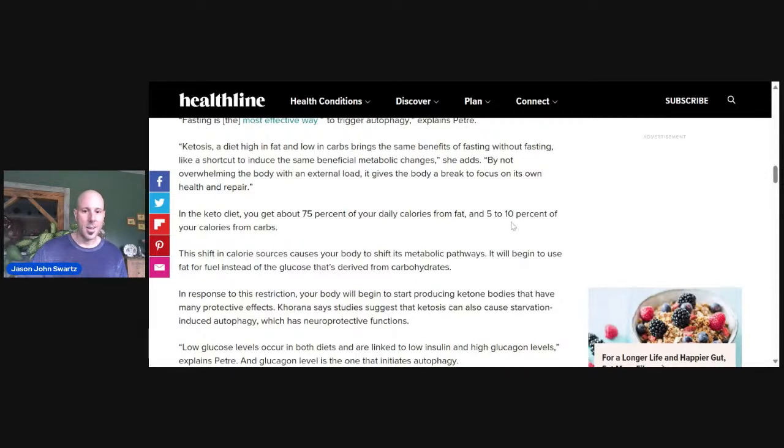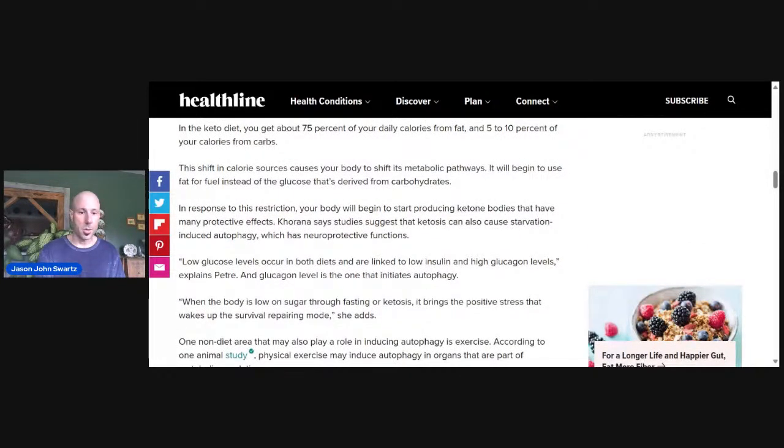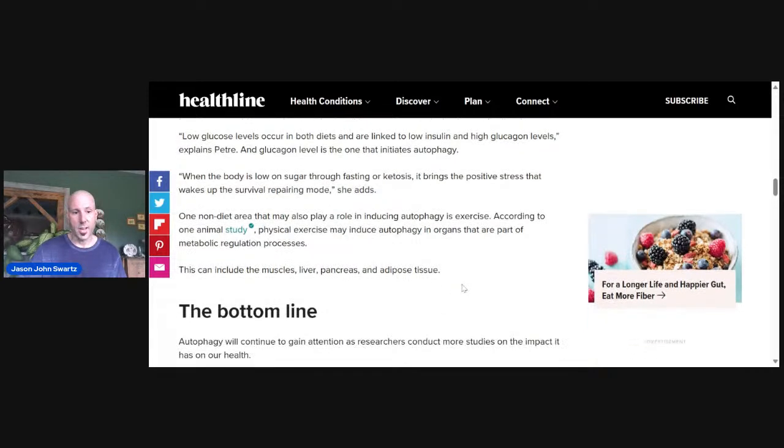I don't like starvation. I like catabolic-induced autophagy. Low glucose levels occur in both diets and are linked to low insulin and high glucagon levels. Glucagon level is the one that initiates autophagy. When the body is low on sugar through fasting or ketosis, it brings the positive stresses that wake up the survival repairing mode. One non-diet area that may also play a role in inducing autophagy, as I just mentioned, is exercise. According to one animal study, physical exercise may induce autophagy in organs that are part of the metabolic regulation.